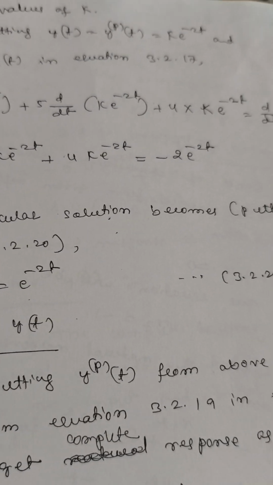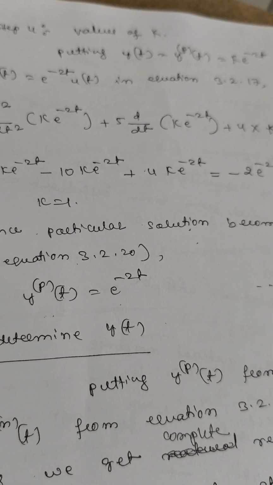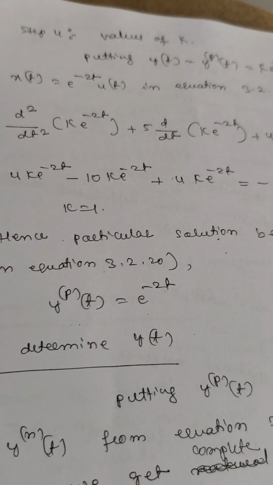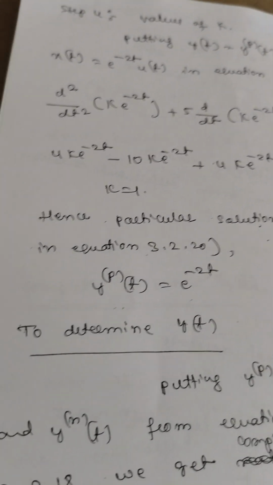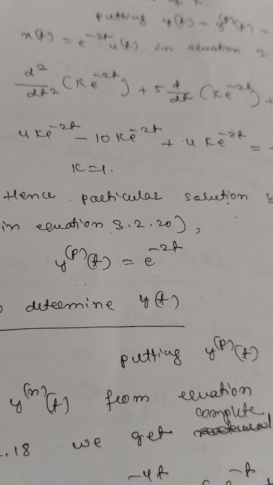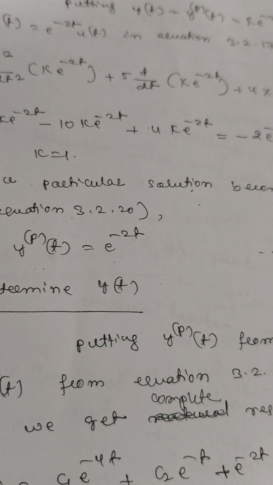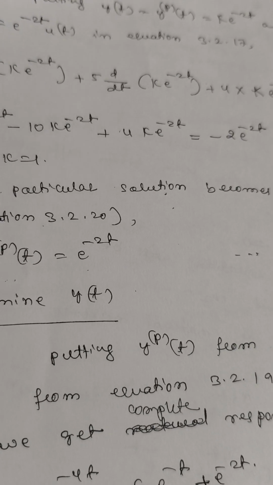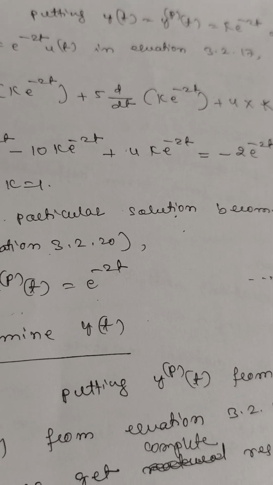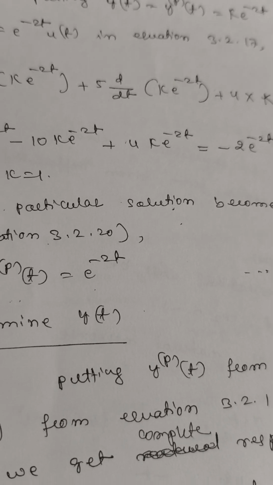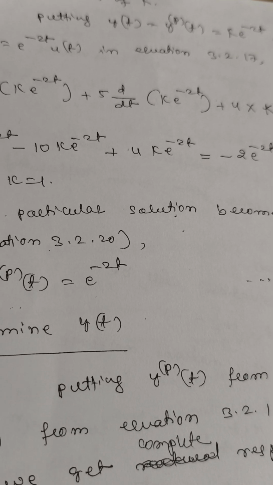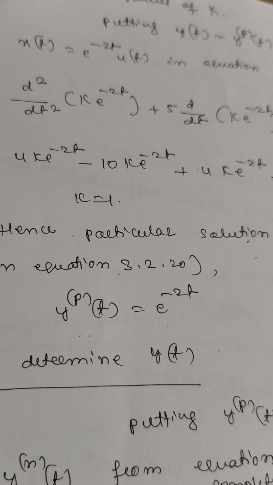When we solve this equation, we get k equal to 1. Hence, the particular solution y of p(t) will be e raised to minus 2t, because we have got the k value as 1. 1 into anything is the same thing. Even if we write 1 into e raised to minus 2t, that will be the same as e raised to minus 2t, since the k value is 1.